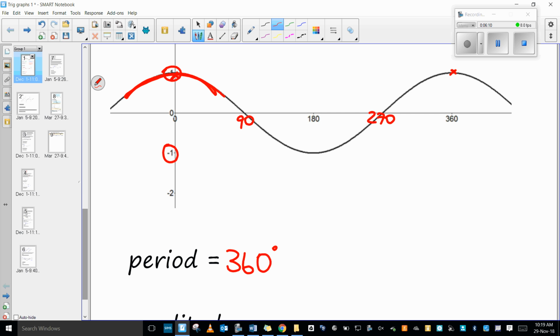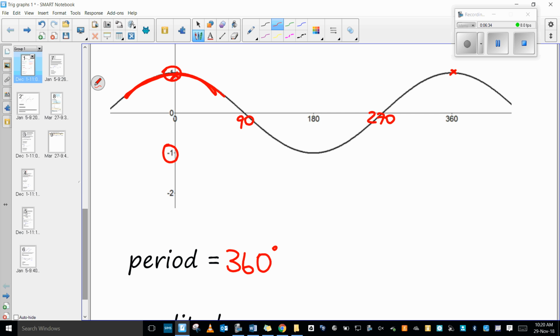So I've labelled these in degrees. We also have a measure of angles called a radian, which we will come to later on. We haven't done that yet. So we'll talk about radians later on, but radians are also related to trig graphs too. But for now we'll just talk about degrees.